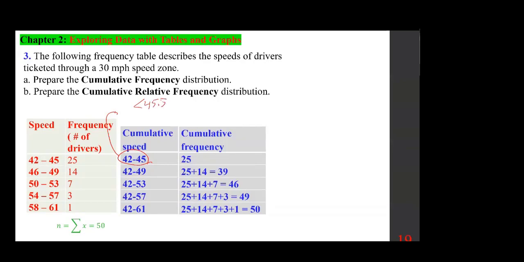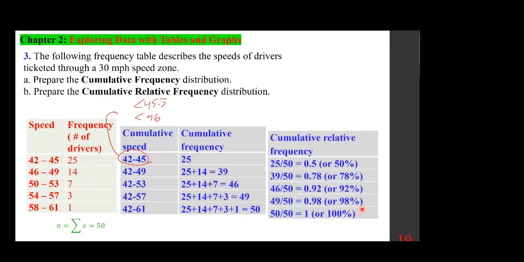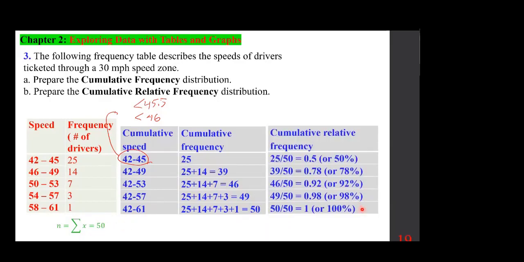As far as cumulative relative frequency, it is the same way. You divide by n. N remains as 50. So for this one it is 25 divided by 50. For this one it is 39 divided by 50. 46, 49, and the last one 50 divided by 50. Now it's very important to notice the last one. The relative frequency must always be 1 or 100%. Always must be 1 or 100%. Always.